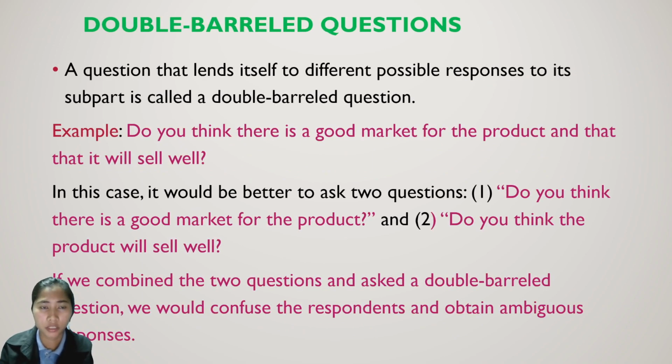Double barreled questions. A question that lends itself to different possible responses to its subparts is called a double barreled question. These questions can be confusing and lead to inaccurate or incomplete responses because they force respondents to choose between two distinct concepts when they may only agree with one or the other or neither.